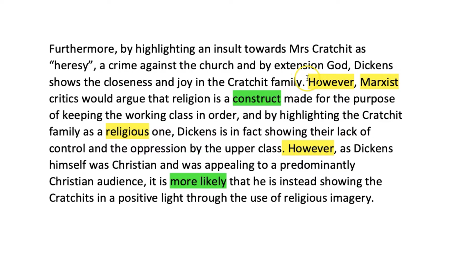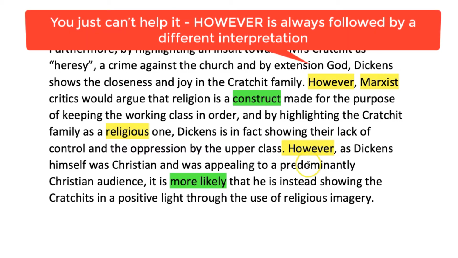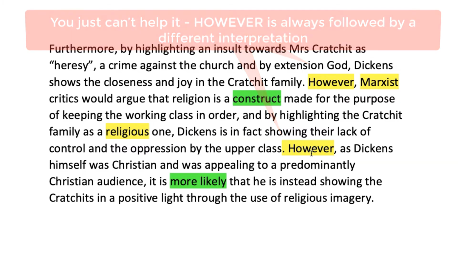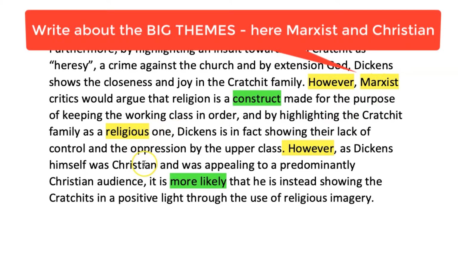Now let's get into this yellow however and that yellow however. This is another word that Lissy realises will force the examiner to give higher marks. Why? Well, every time you use however, you then introduce another interpretation, don't you? And what does that mean? It means you're exploring, which is what the question asked you and is what is in the top of the mark scheme. Next, we have these words, Marxists and religious and Christian. I'll just highlight those because those are the big themes.